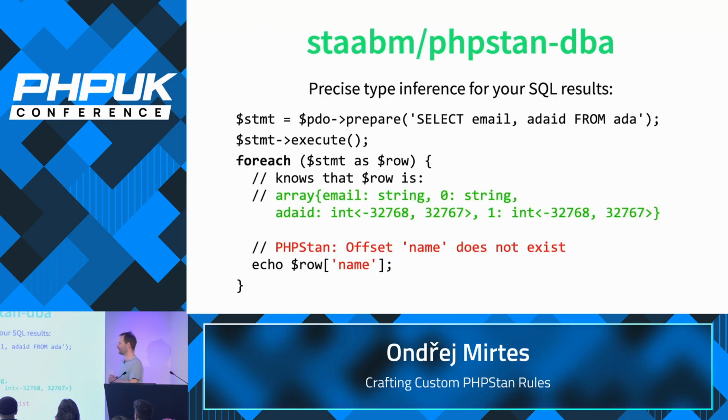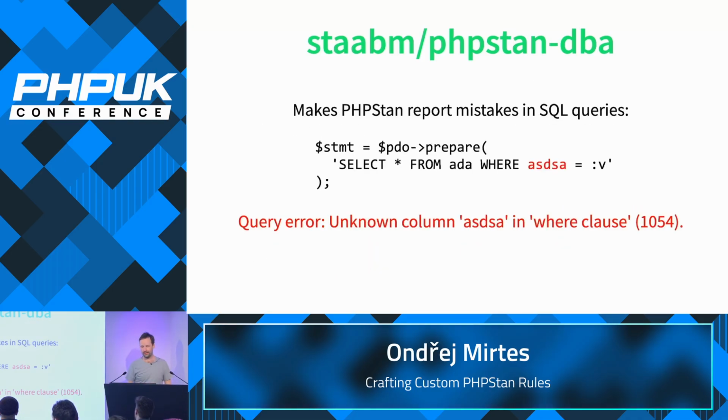And there's also the DBA extension. If you have SQL queries, SQL strings in your code, this extension is going to read them and check them against your database with some kind of explain statement or something like that. It will make PHPStan understand what exactly is going to be returned from the database. So if you then ask about something that you did not actually select, PHPStan is going to point it out. And of course, it's going to know about parse errors and unknown columns in your SQL queries.